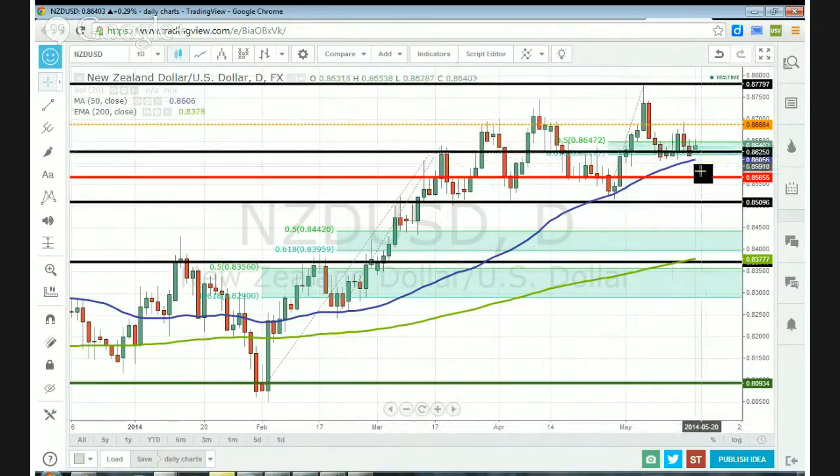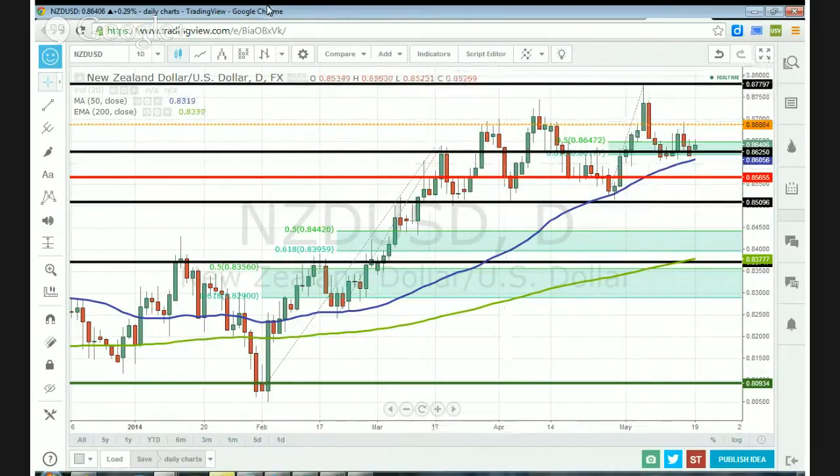I'm long at this black line. My stop is at this red line. If we can close at or above this orange line, I'll move to break even. Target profit's actually a little higher than this. It'll be off the chart. But clearly an uptrend too, Kiwi dollar. So I feel good about this trade. So far, so good on that.